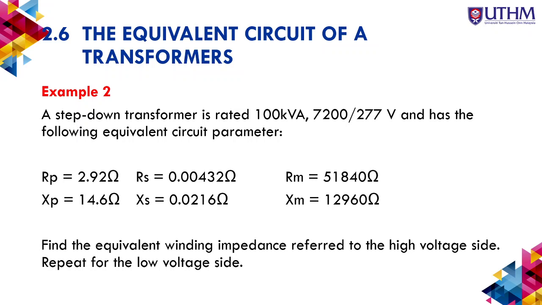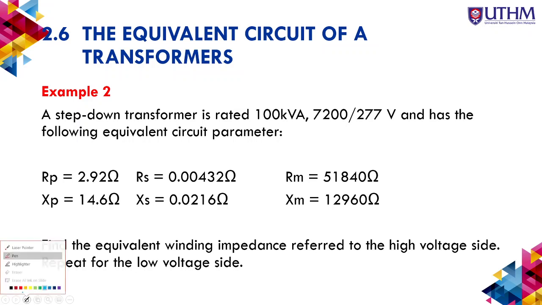Calculation is very simple. Okay, so step down, let's look at the example: a step down transformer is rated at 1000 kilovolt ampere, 7200 divided by 277 volts, and has the following equivalent parameters. So we have RP, we have RS, all the information is here. Okay, so find the equivalent winding. So we can directly draw it.